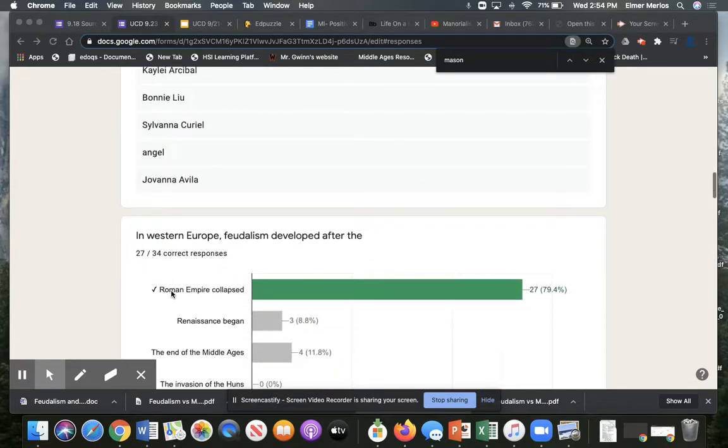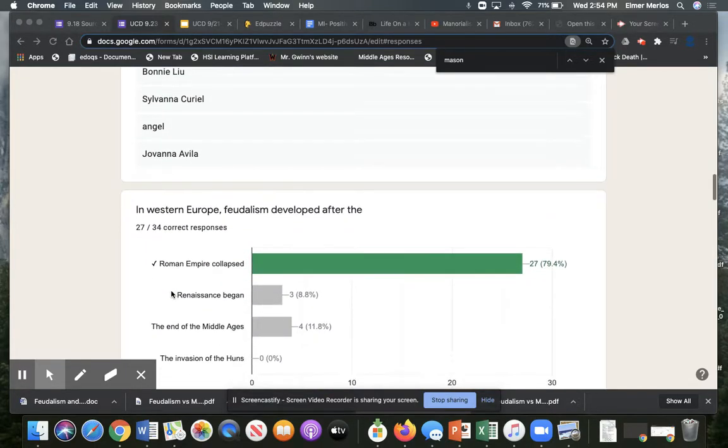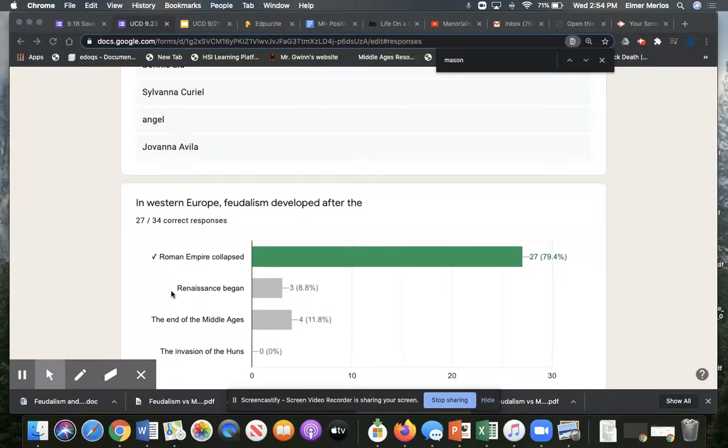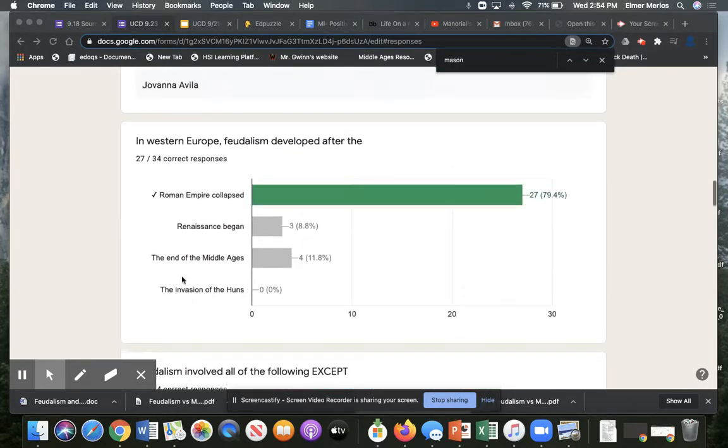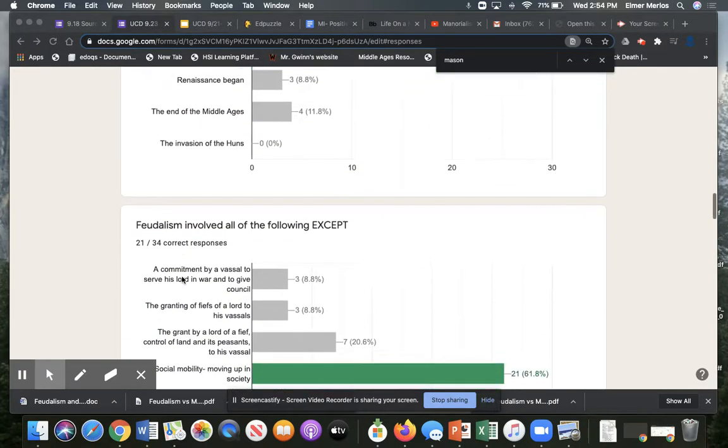And then we have: in Western Europe, feudalism developed after Rome collapsed. It develops during the Middle Ages. The end of the Middle Ages is actually the Renaissance. So this one is after Rome collapsed.